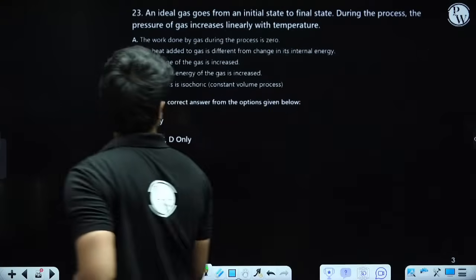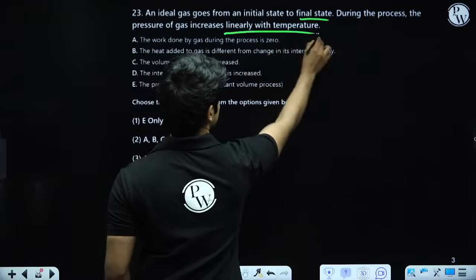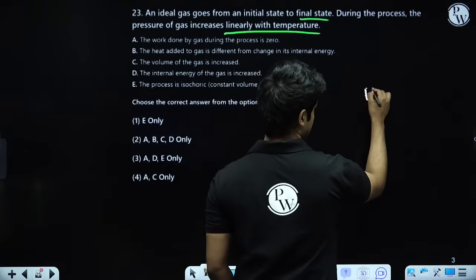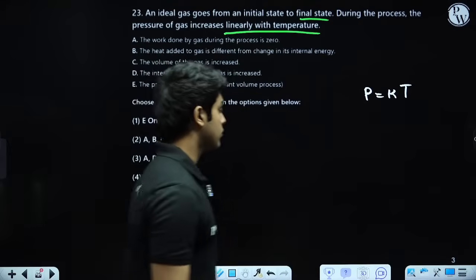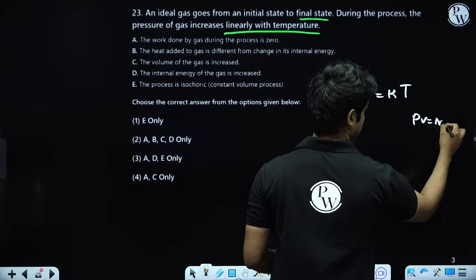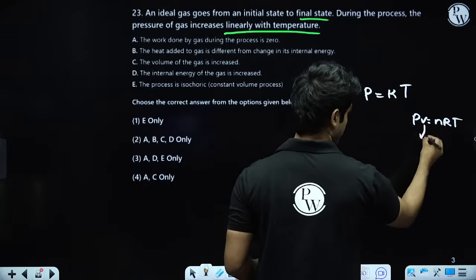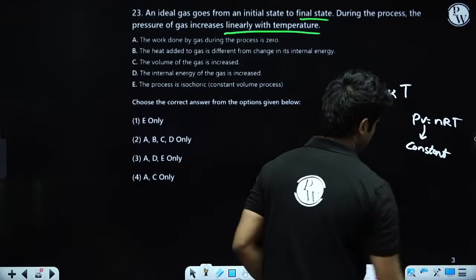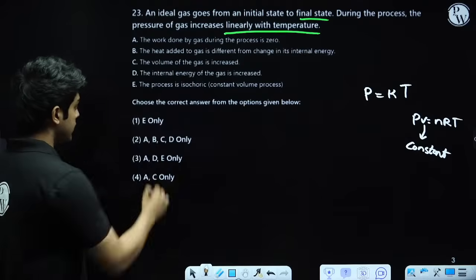Okay, so an ideal gas goes from initial state to final state. During the process, the pressure of the gas increases linearly with temperature. Pressure increases linearly with temperature means pressure equals kT, K is a constant. Pressure proportional to temperature. So this means, using ideal gas relation, PV equals nRT, pressure proportional to temperature means the volume of the gas is a constant in this process, right? Volume constant implies this is an isochoric process. So the process is isochoric, that is correct.